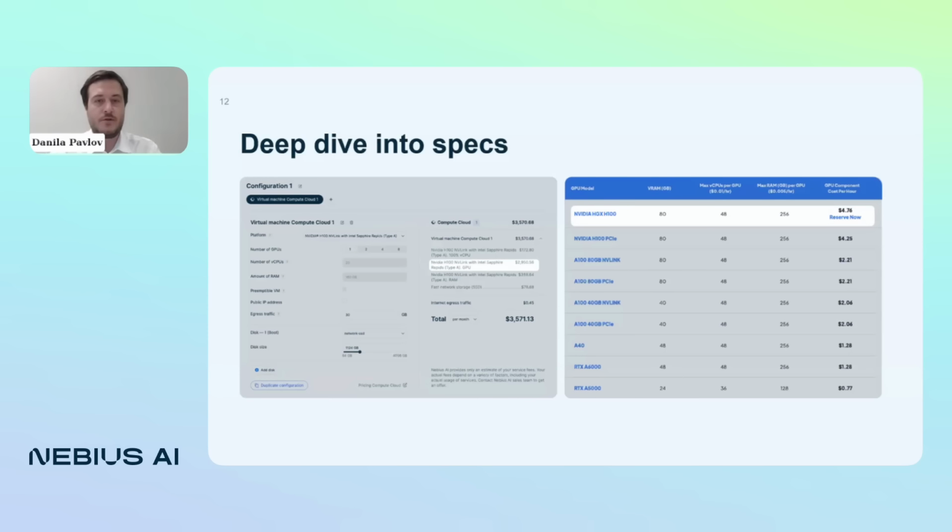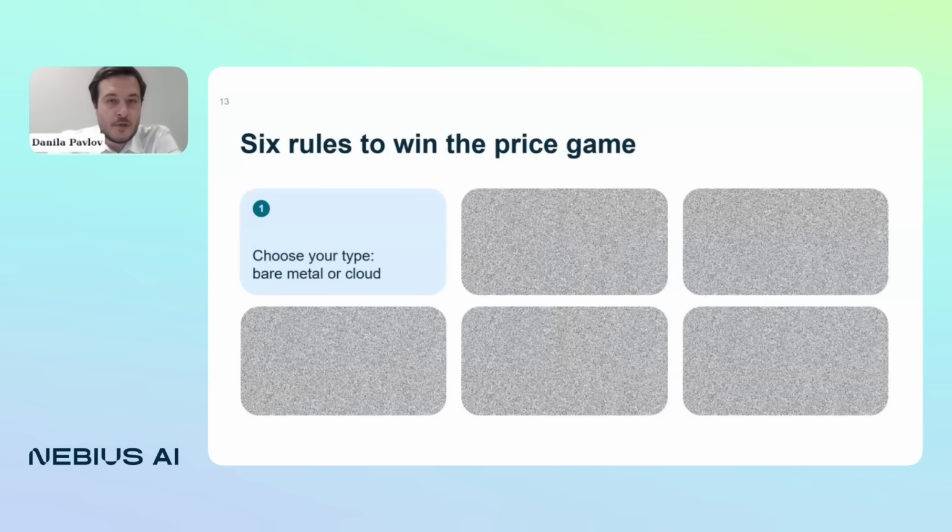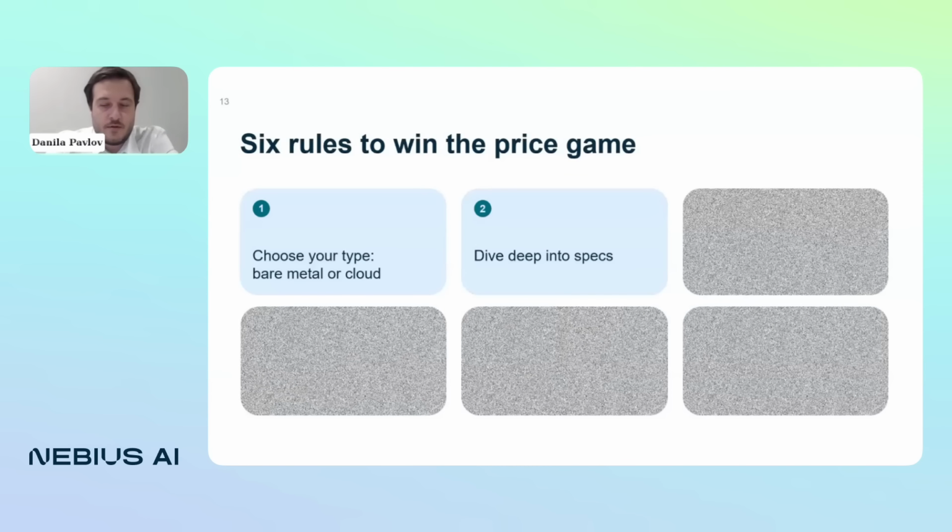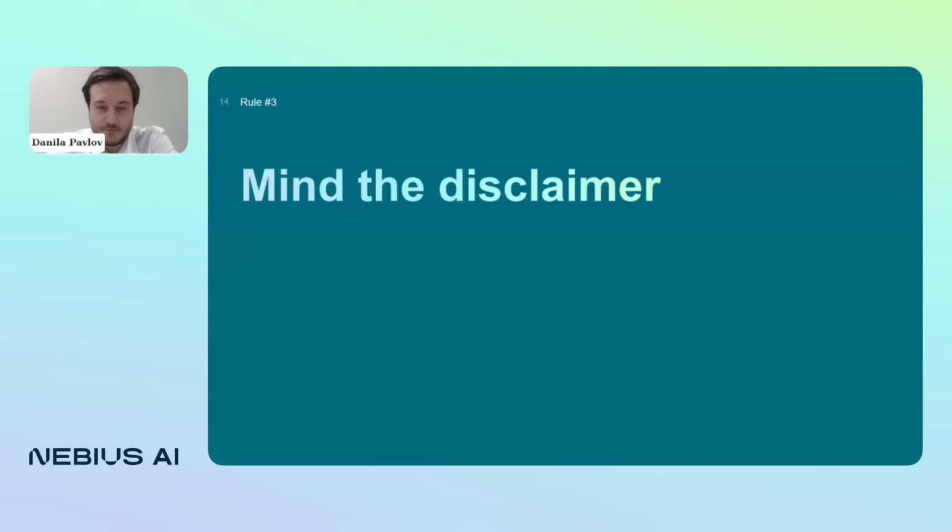On the left screen, you can see an example of a calculator that is showing you the breakdown of the virtual machine into different components, with the GPU component highlighted in white. So my second rule is be careful and deep dive into the specs in order to compare apples to apples.